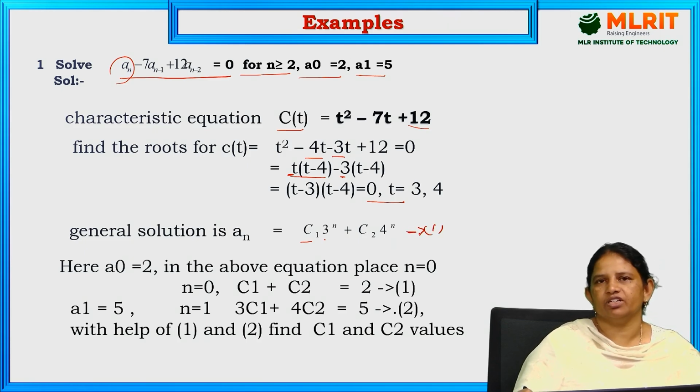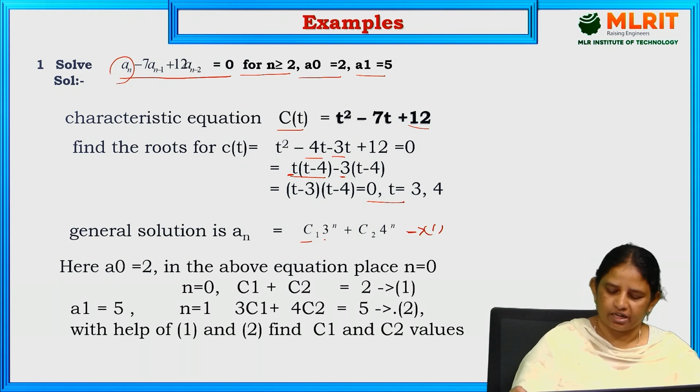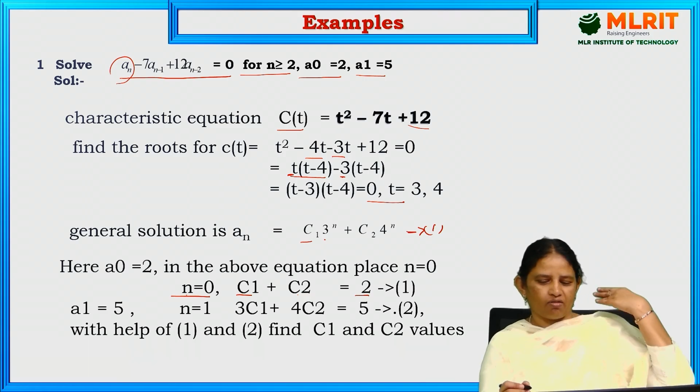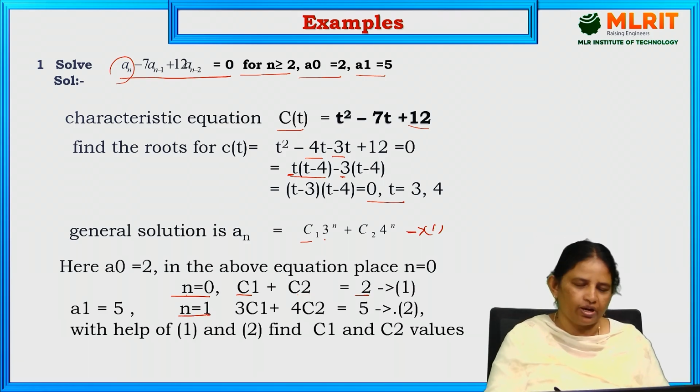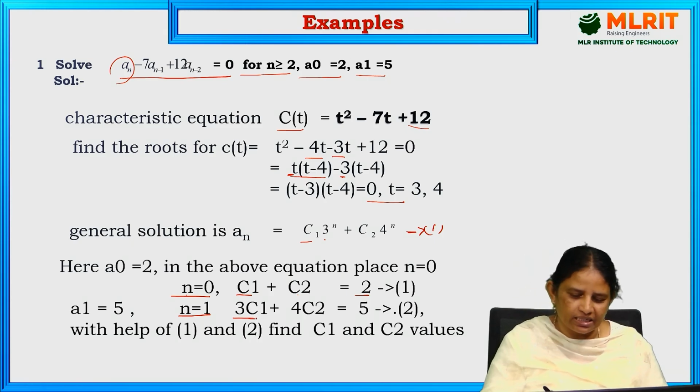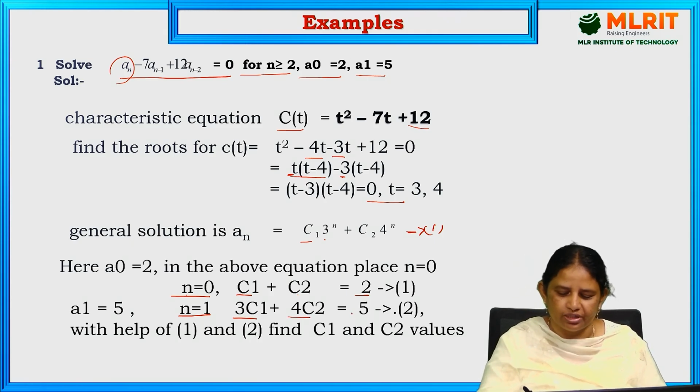In this equation, we have to substitute the initial values to get the solution for the recurrence relation. Put n equal to 0 in equation number 1. Then c1 plus c2 is equal to a naught, which is 2. This is equation number 2. Next, a1 equal to 5: in the place of n, we substitute 1, so 3c1 plus 4c2 is equal to 5.